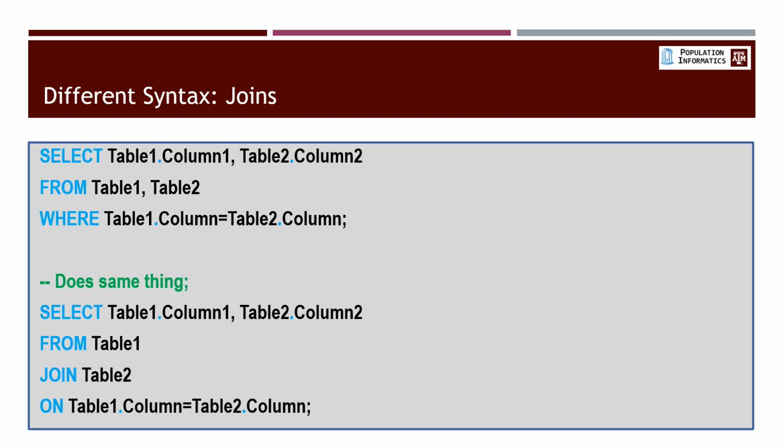Just like in English, there are many ways to say the same thing to a computer. For example, there are two ways to join two tables and select some variables from both tables. One used the keywords we learned, select, from, and where. The other one uses a new keyword, join. When you use the join keyword, you also have to use the on statement to specify how to link the tables instead of the where statement.